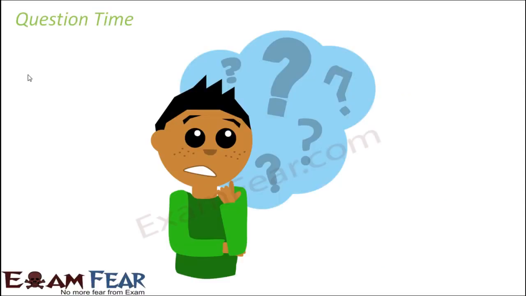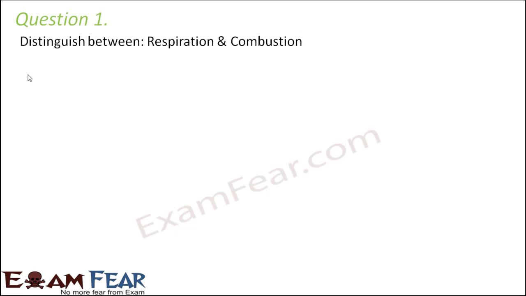So with this, I think we have reached the question time. Now that we have discussed this lesson on respiration in plants, where we have spoken about aerobic respiration and anaerobic respiration, let us quickly look at some questions just to evaluate whatever we have studied so far. So question number 1, distinguish between respiration and combustion.